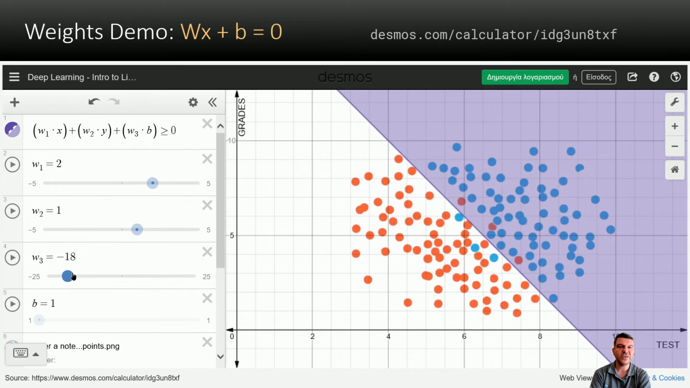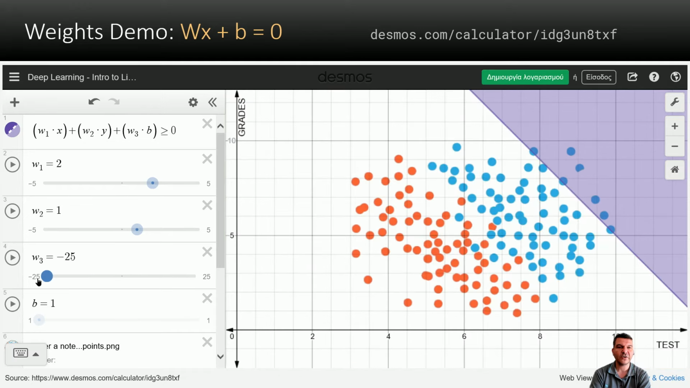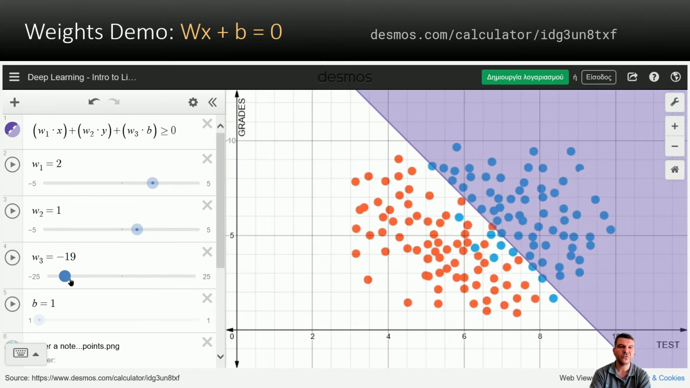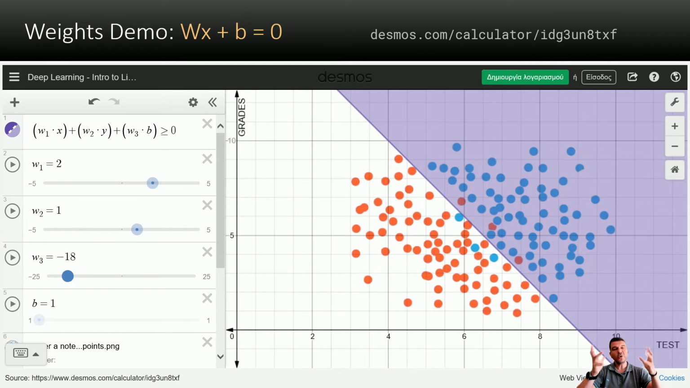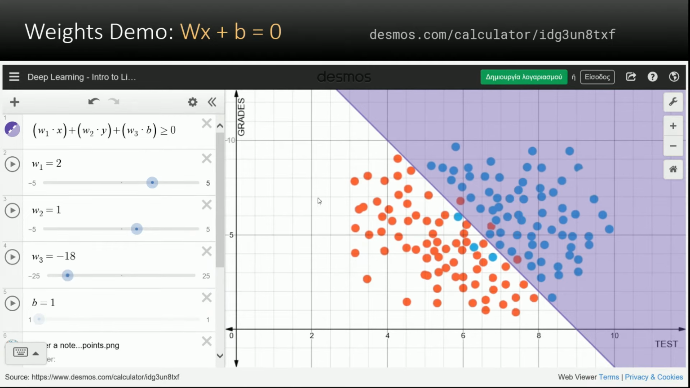And so this is what our neural network has to do in order to define the best line that would separate our points. So I hope now you have understood how the weights and the bias come into play when it comes to neural networks. Now, so far we have seen two inputs, the test and the grade. You can see it here: the test here on the right and the grades up here, right?